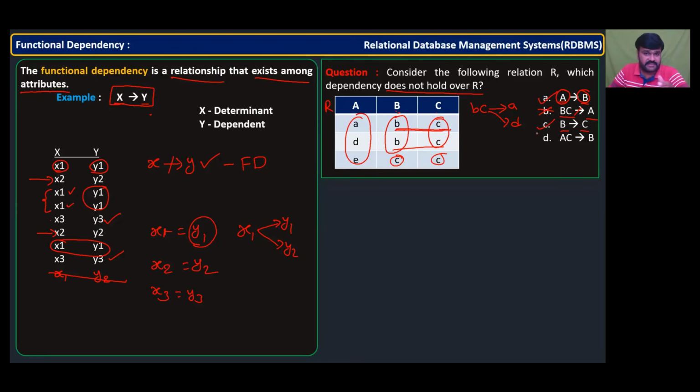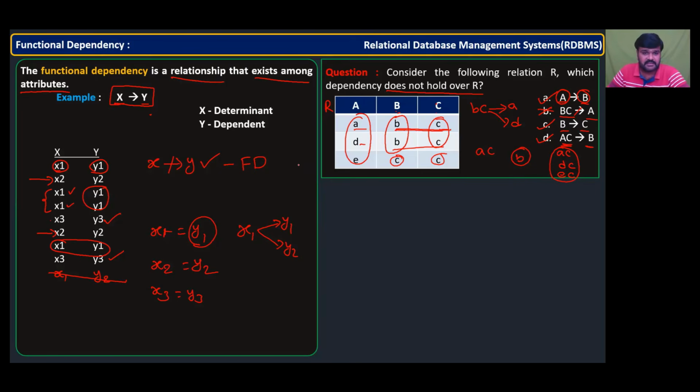So this is also a valid FD, you can see. And here you can see AC derives B. So AC, these two you have to cross check. See, the values: LHS side AC, and here DC, and here EC. Do you have any repeated combination? No. So straight away you can say this is also a valid FD. So the actual answer is B for this question. Got it? So in that way, simply you can decide.